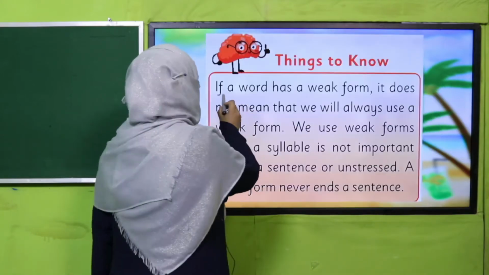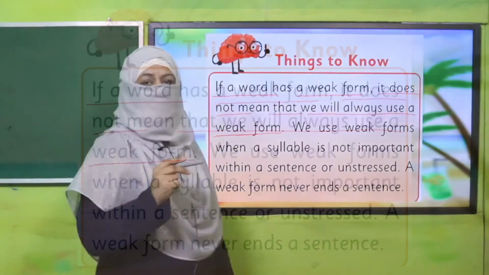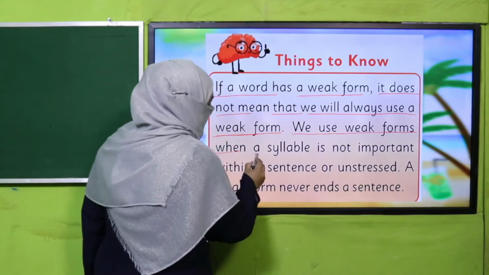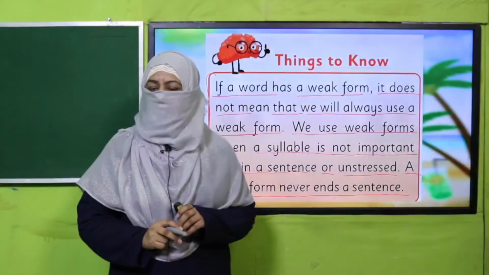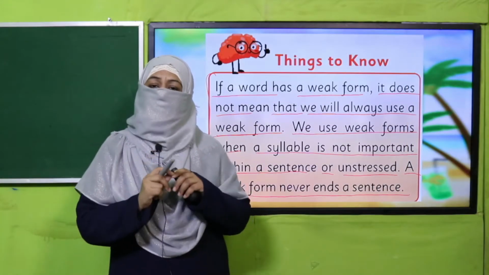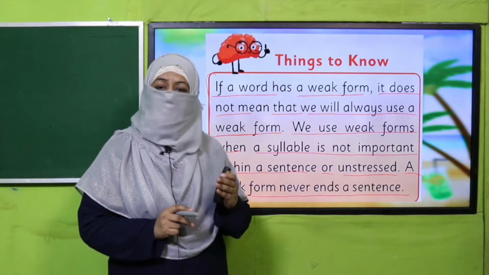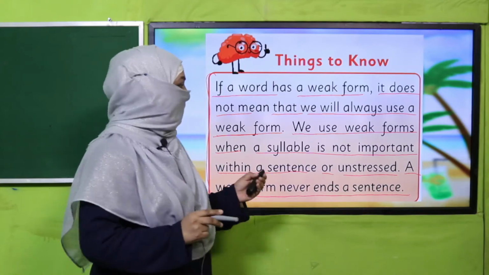And your book tells about it. If a word has a weak form, it does not mean that we'll always use a weak form. Okay, this is important. Sometimes we say the same word in a strong way. We use weak forms when a syllable is not important within a sentence or unstressed. Weak form never ends a sentence. So this is the information about weak form. So what we have discussed so far, weak form is for a word when we say a word speedily, right? So when we say a word speedily, we pronounce it in a different way, but still it's clearly, okay?